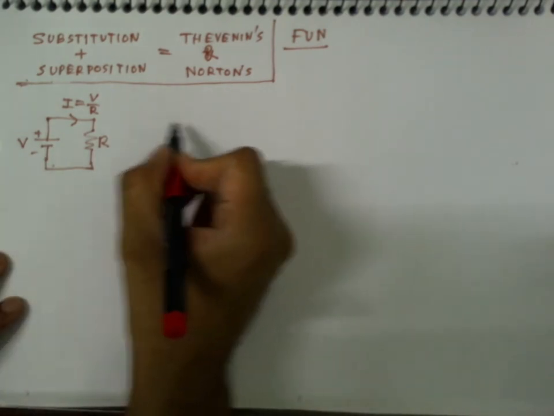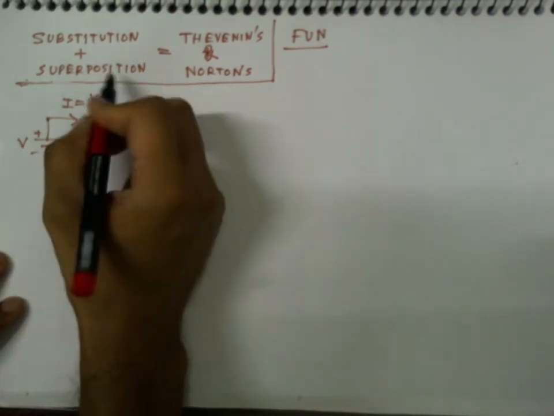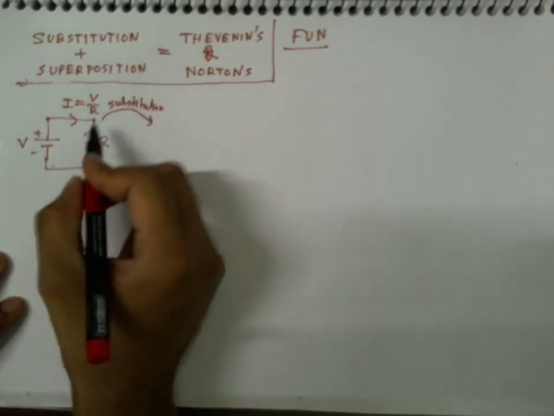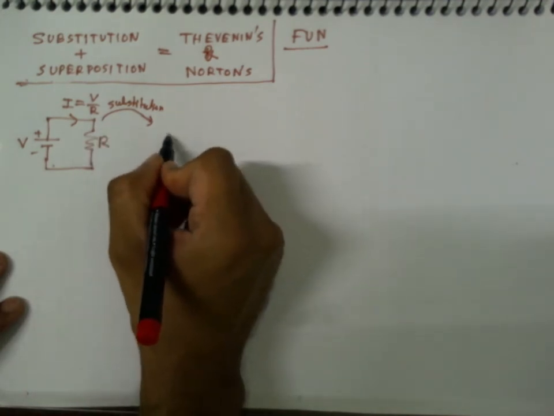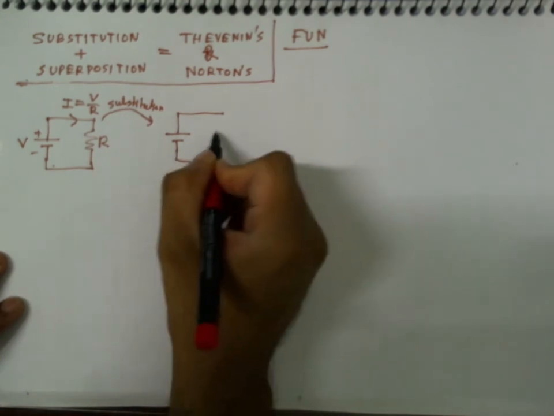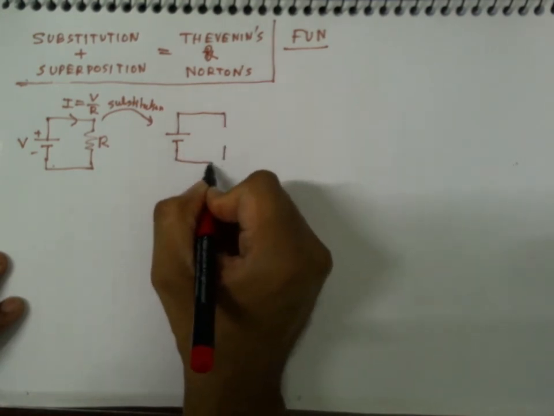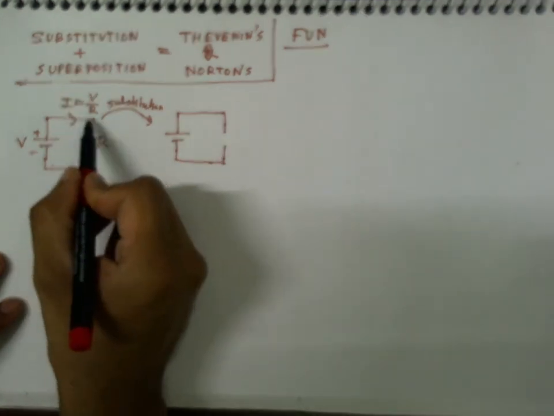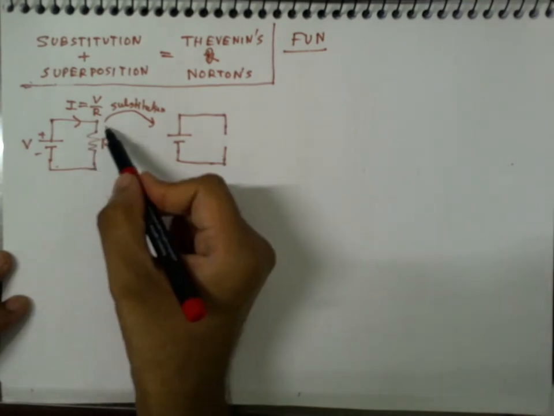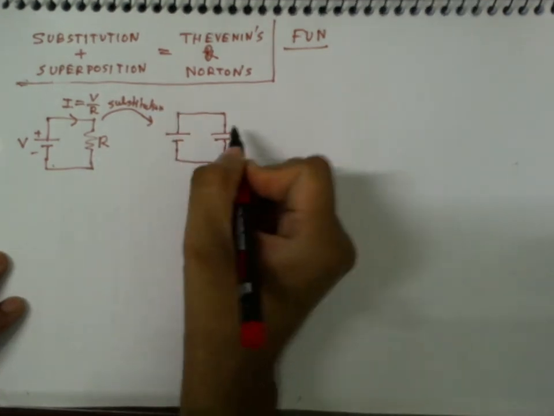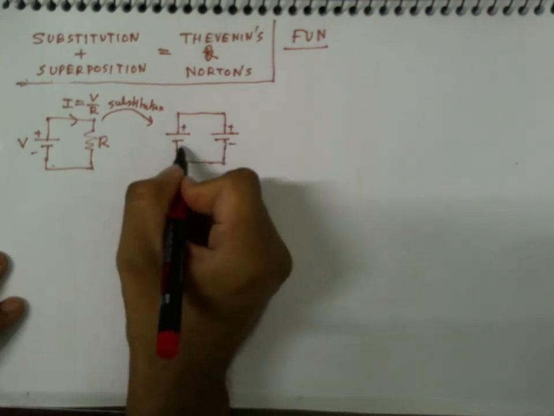Now let us apply the substitution theorem and substitute this R with a voltage source. I will connect it to a voltage source instead of the resistance. And how should the polarity be? The current is flowing from top to bottom. That means the upper side is more positive than the lower side. So that's how I do it. This is plus, this is minus, this is plus, this is minus.